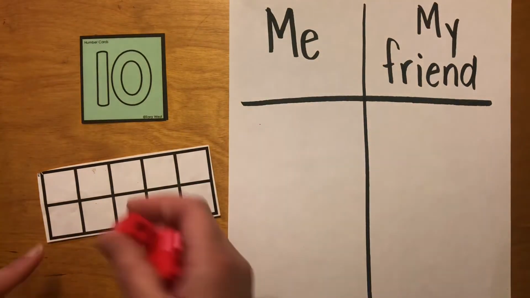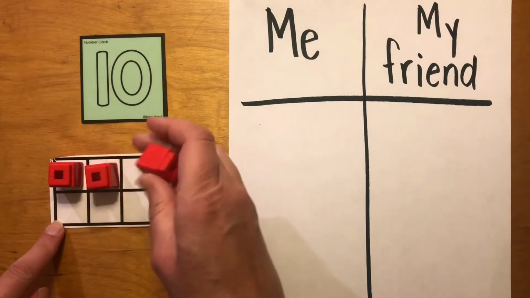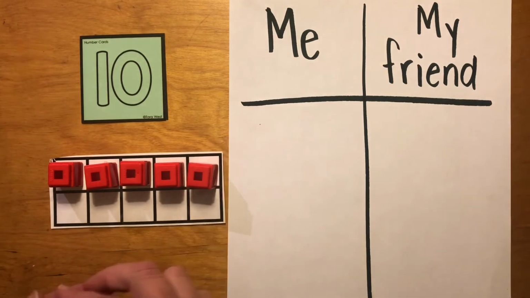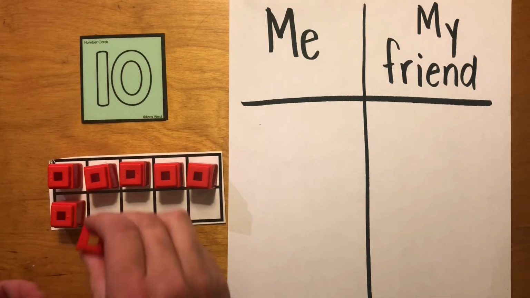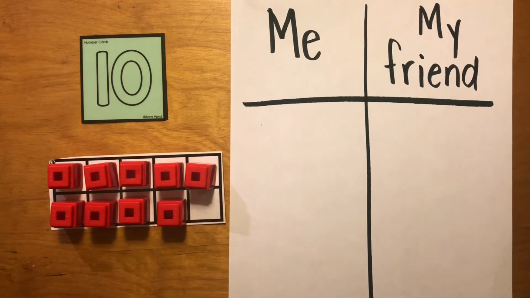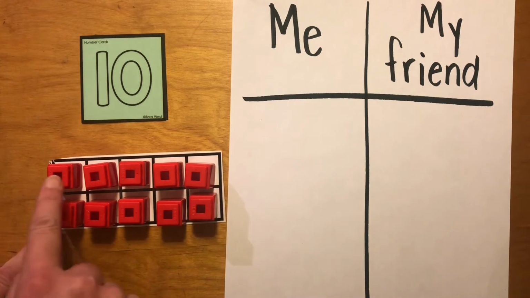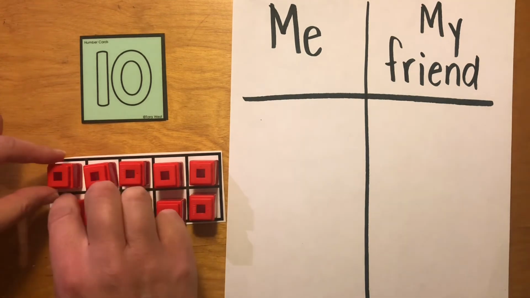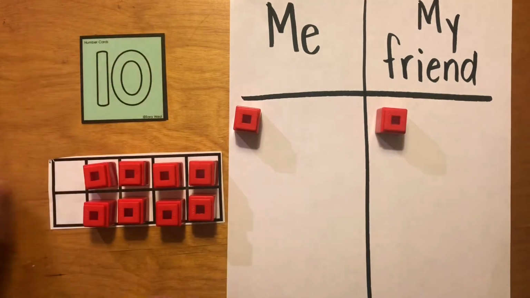Okay, so next up is 10. We're going to fill up this 10 frame. And what do you think will happen? I can look at my 10 frame and say, top row is filled, so is the bottom row. It's going to be 1 for me and 1 for my friend.